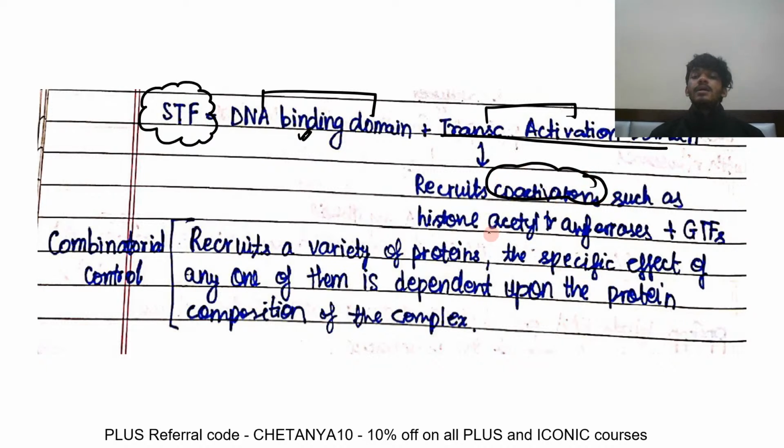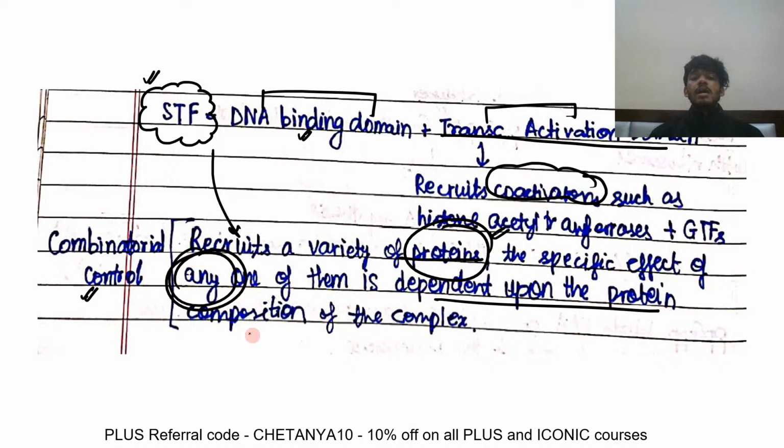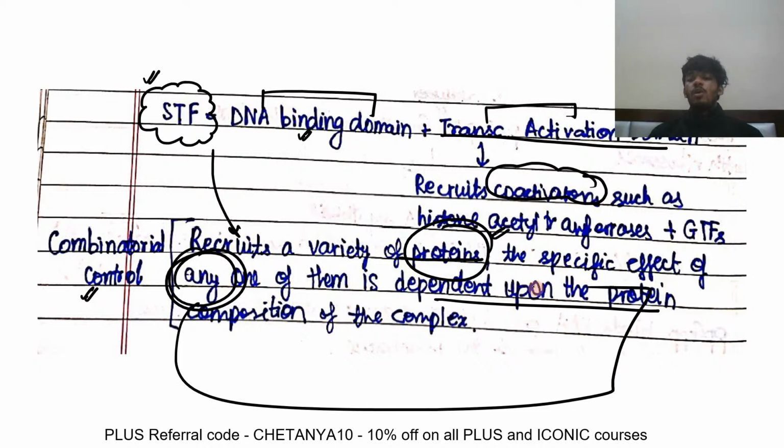coactivators such as histone acetyltransferases, which will make the histone less charged, and it will open up the DNA, and it will also recruit other general transcription factors. So this is known as combinatorial control. That is, a single specific transcription factor is recruiting a variety of proteins, and the specific effect of any one of them is dependent upon the entire protein composition of the complex.